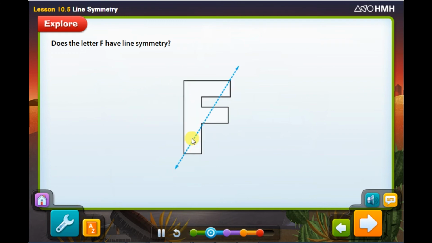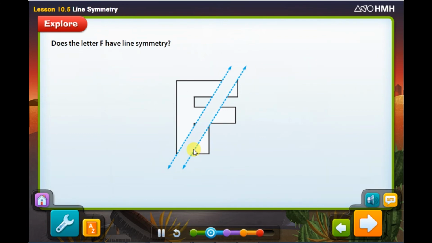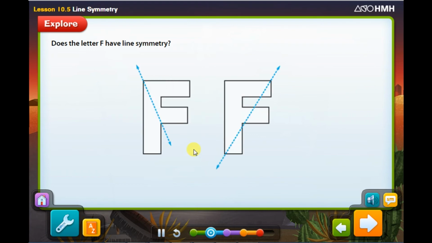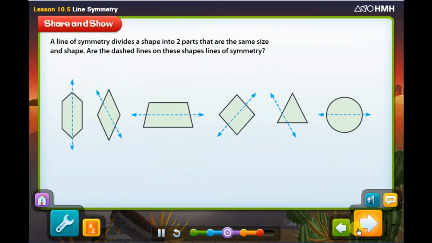Try one more diagonal fold, from the other direction this time. Do these two parts have the same size and shape? No, F doesn't have line symmetry along this diagonal fold either. You tried folding F vertically, horizontally, and diagonally, and you found out that F doesn't have line symmetry in any direction. A line of symmetry divides a shape into two parts that are the same size and shape.